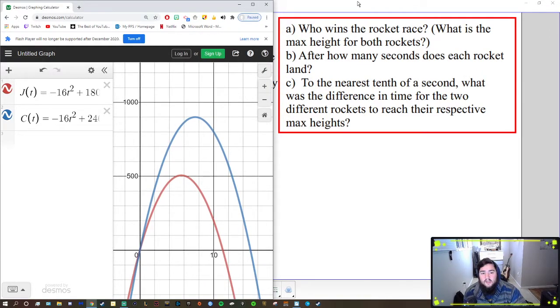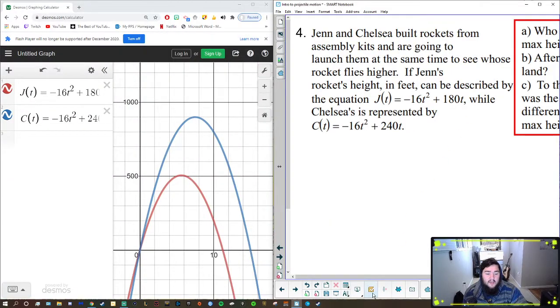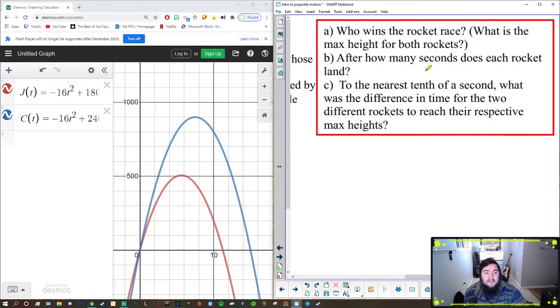So if I'm looking at this, who wins the rocket race? What is the max height for both rockets? We have a keyword, and that keyword is maximum. So I'm going to highlight that because I know that is super important. Max height. Okay, so for part A, if we're trying to find the maximum height of both rockets and see who's gone farther, this means we need to look at the vertex of both rockets.